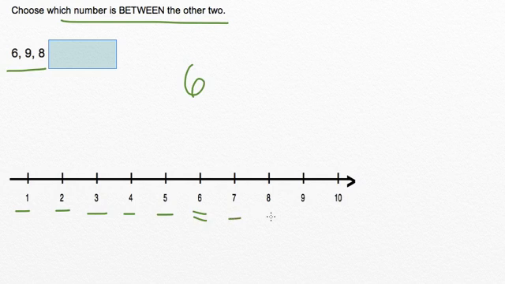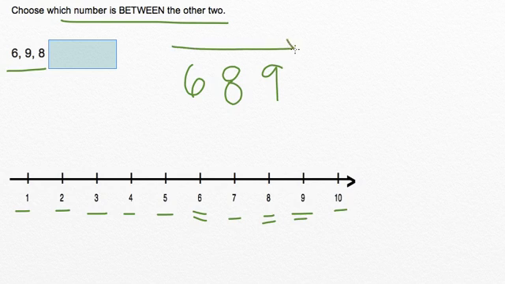7, 8, which is our next number, 9, again, our last number, and then 10. So what do we notice? We have 6, 8, and 9. Okay, so the correct answer here is 8. We see that 8 is in between 6 and 9.